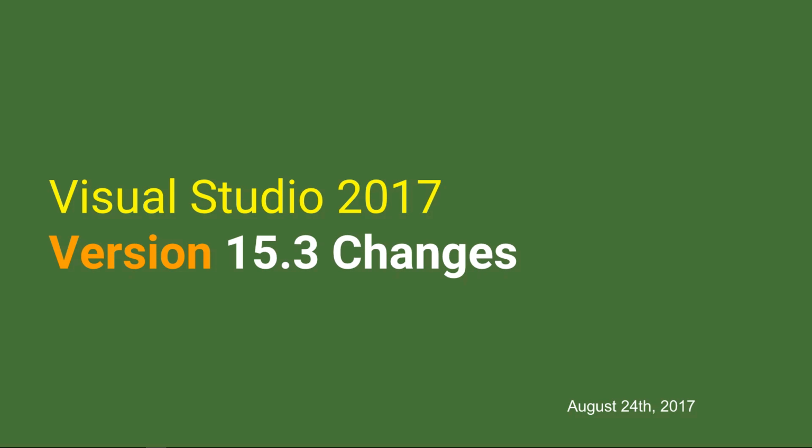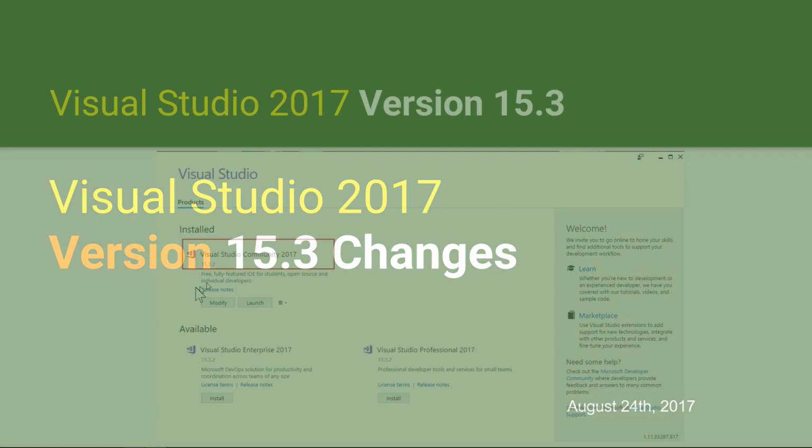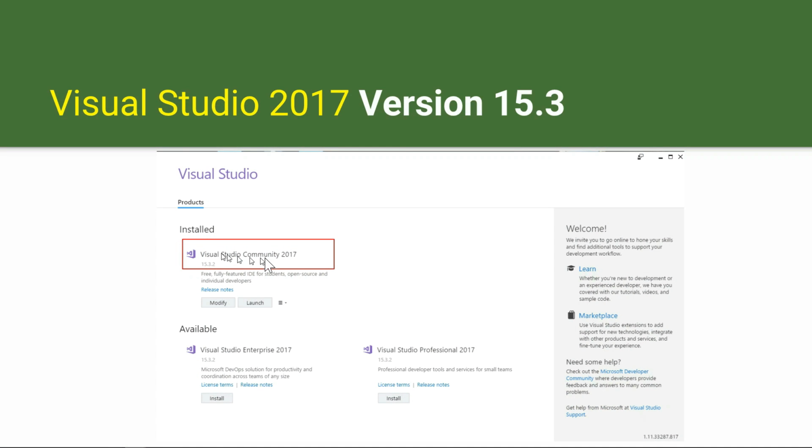Visual Studio 2017 version 15.3 changes. With this version of Visual Studio 2017, Microsoft has made some changes to the way we create projects. In this lecture, I want to show you the new way to create a C program using the latest Visual Studio 2017. As you can see on my screen, I have updated my Visual Studio Community 2017 to the latest, 15.3.2 as of this recording.